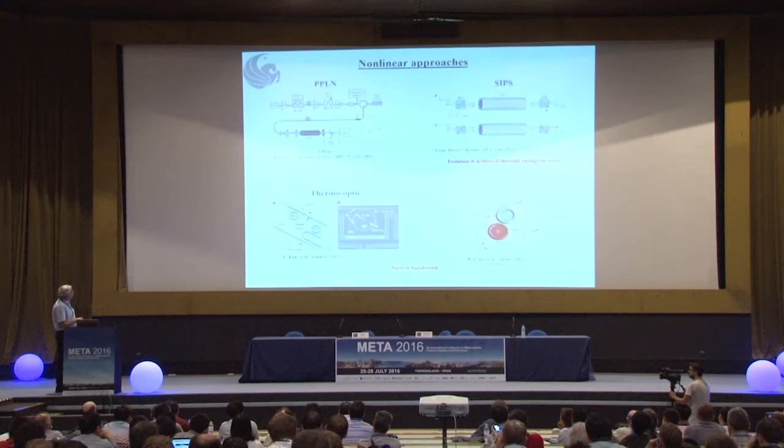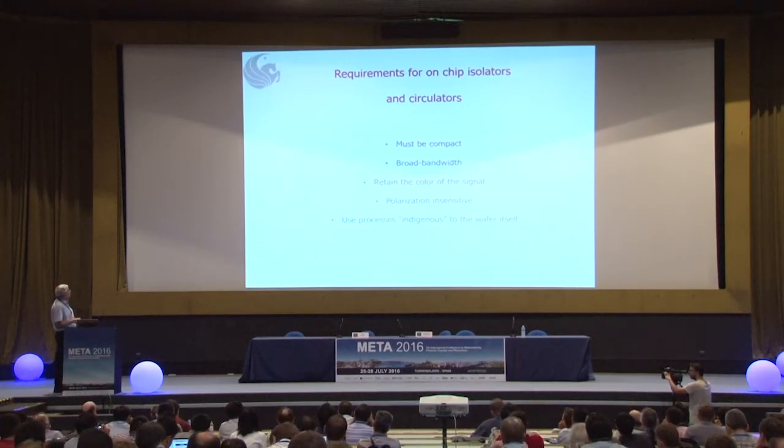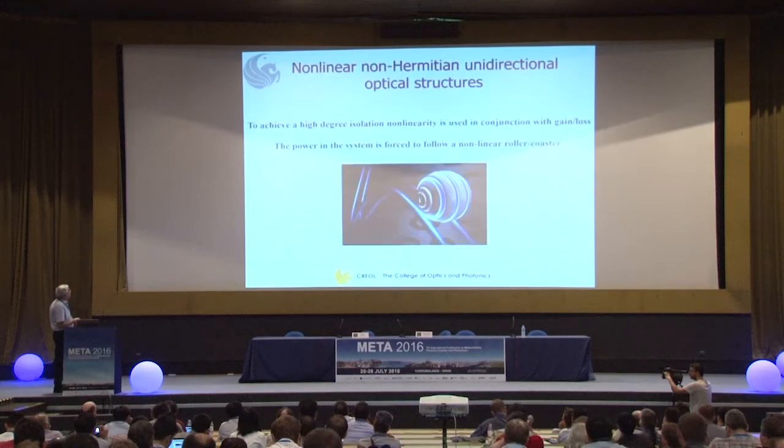So what we'd like to do over here is to see whether we can use non-Hermiticity in order to achieve isolation. If we would like to do that, and especially on III-Vs, such structures, whether isolators or circulators, must be compact. They better have broad bandwidth, retain the color of the signal, be polarization insensitive, and of course, it would be nice if they use processes that are indigenous to the wafer itself.